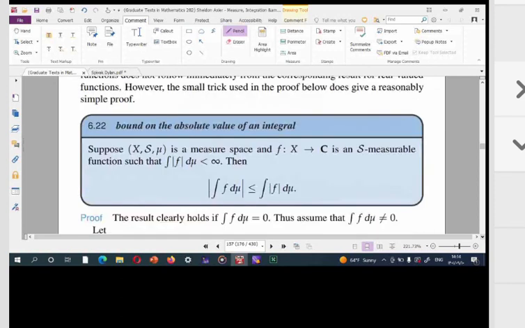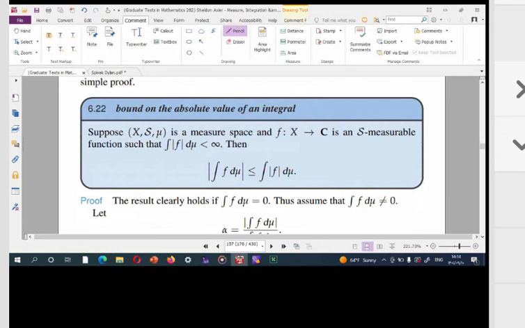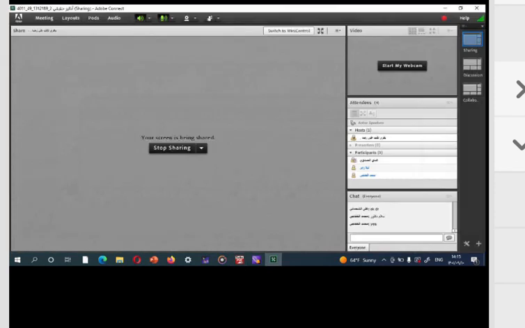And we have this proposition, a bound for the absolute value of an integral. Suppose, dear students, you don't have any problem, you see my image and you hear my voice. Dear students, don't have any problem. Mr. Ghassan, Mr. Muhammad.